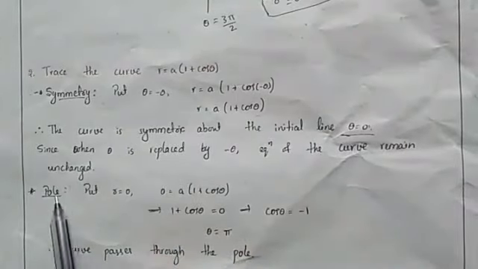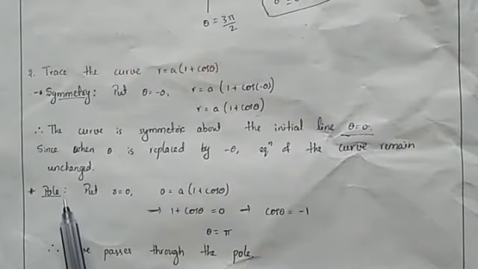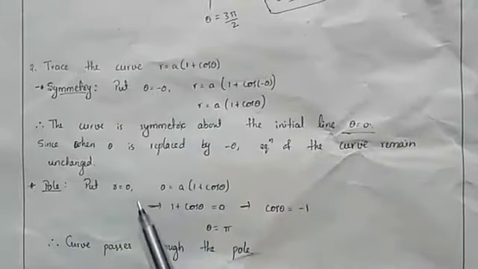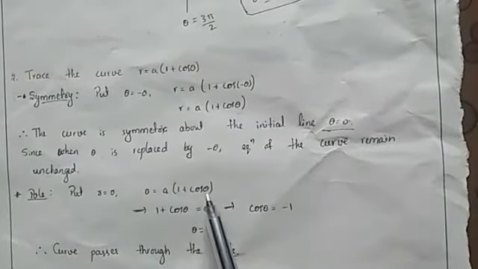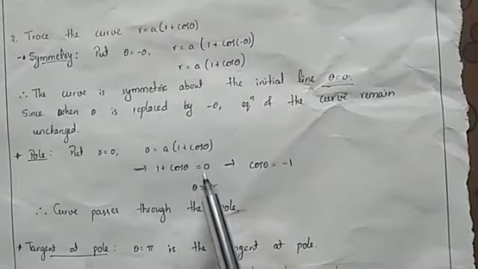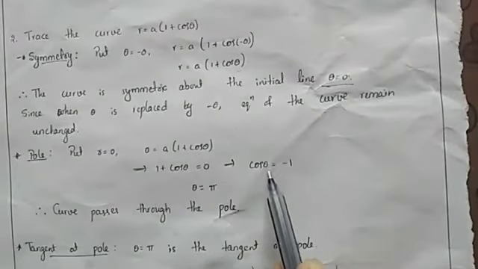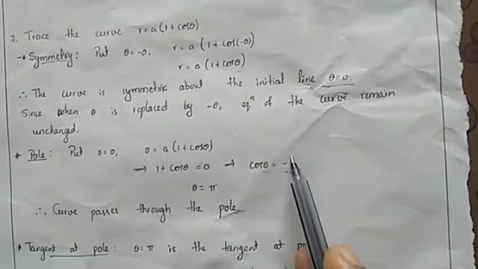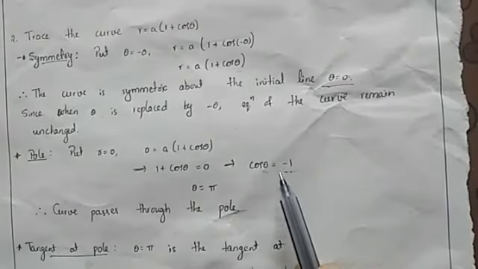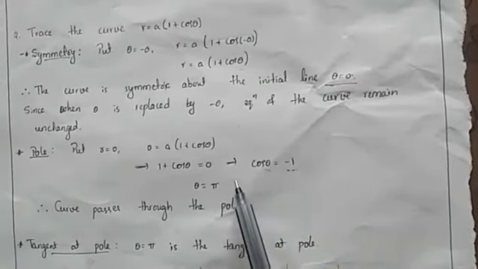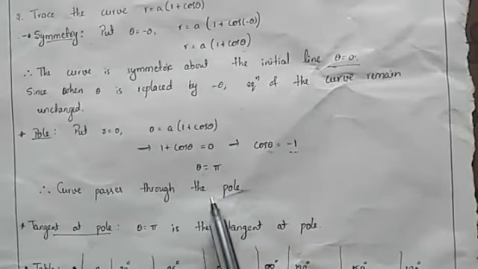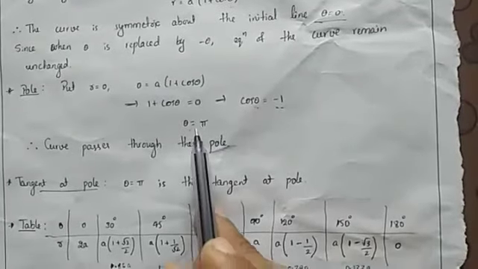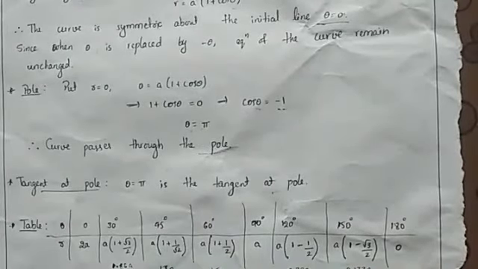The next one is the pole or origin. You put r is equal to 0, you get 0 is equal to a into 1 plus cos theta. It is nothing but 1 plus cos theta is equal to 0. We get cos theta is equal to minus 1. Cos 180 degree value is minus 1. We get the theta value is 180 degree or pi. Therefore, theta exists, the curve passes through the pole. The next one is the tangent at the pole. Theta is equal to pi is the tangent at the pole.